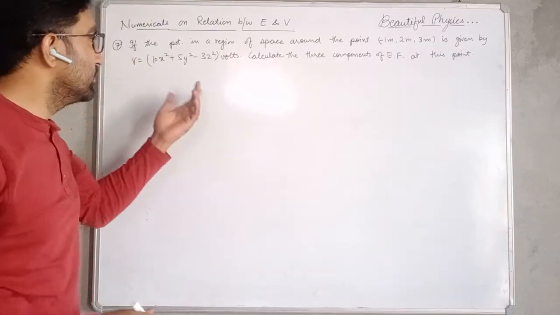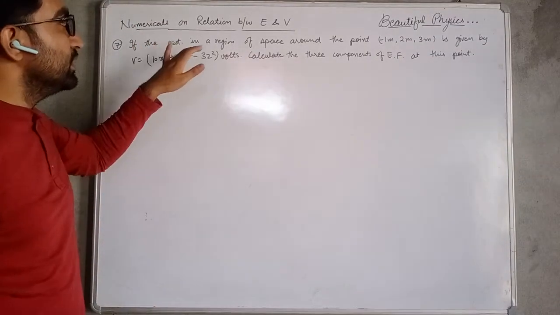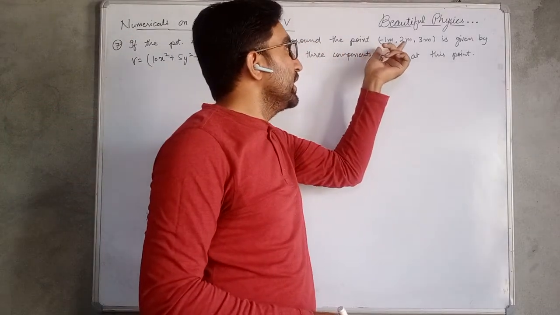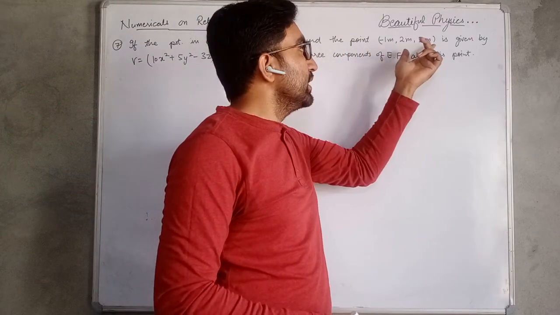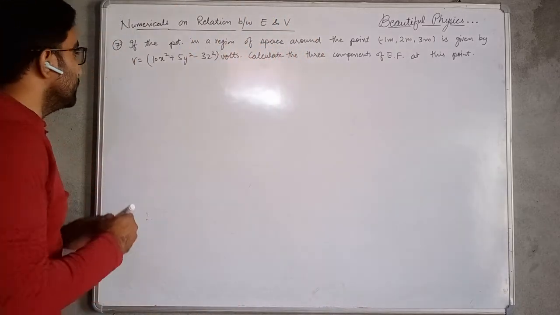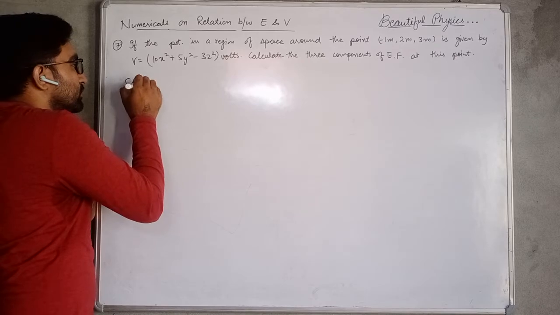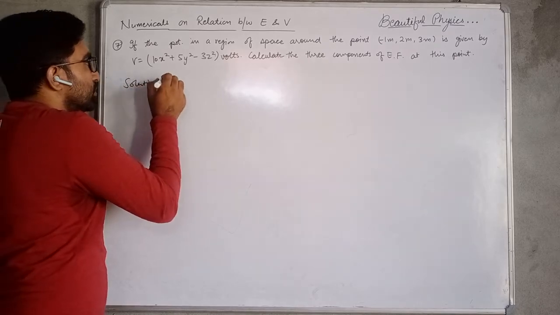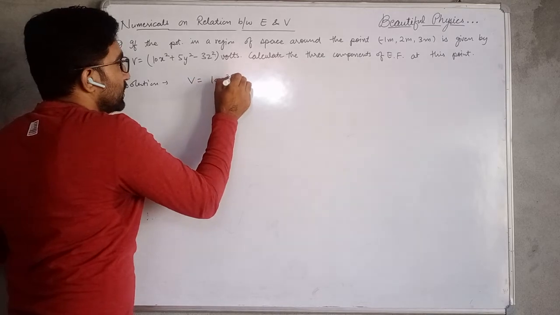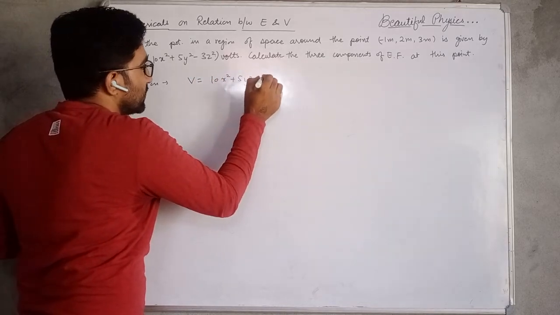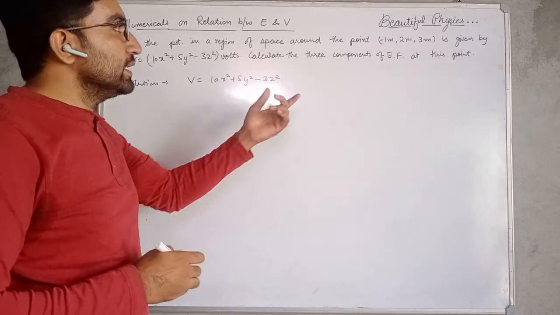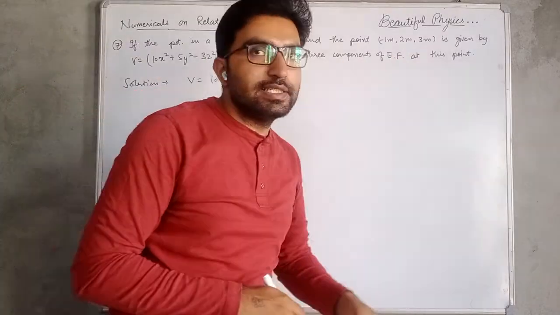Let's take our final example. If the potential in a region of space around a point, we have been given a point minus 1 meter, 2 meter and 5 meter, is given by V equals 10x square plus 5y square minus 3z square, we have to calculate the 3 components of electric field at that point.